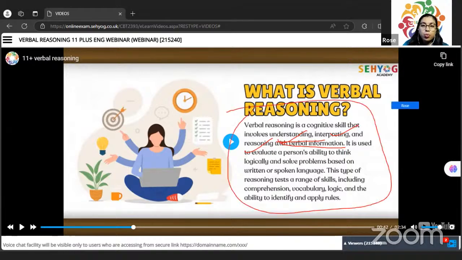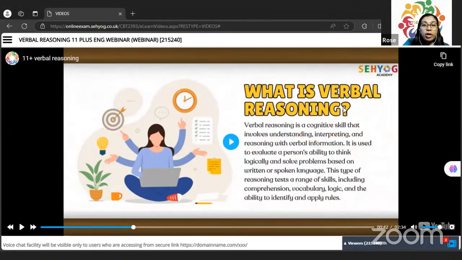Then that becomes verbal reasoning. Okay, guys? It is used here to evaluate a person's ability to think logically. So if you are able to think logically when you are playing, let's say, a game of soccer or cricket, then you can also apply that same logic. That same person can apply logic in English as well. It is the same. We are talking about a certain level of similarity of skills here.